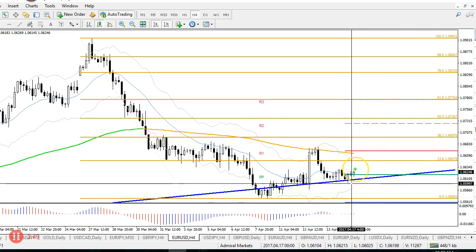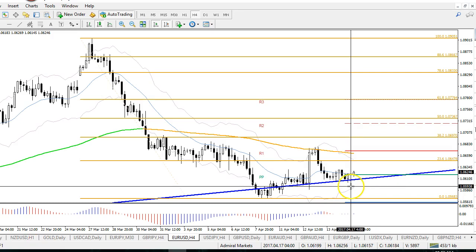Today is Monday. It is Easter Monday, which means that the markets could be a bit slower to move. You know, the London financial market is closed, or I should say the day off in the UK. So the forex market, of course, is open.